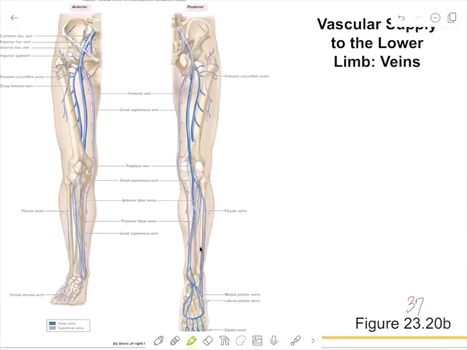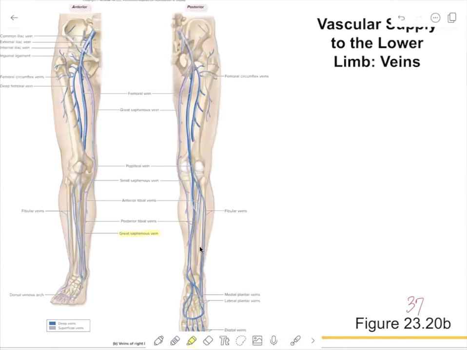So the great saphenous vein is one of the longest veins that we have in our body. In fact, when people get a coronary artery bypass, they need to bypass part of their coronary blood vessels, their coronary arteries. They'll actually take a section of the saphenous vein and use it to bypass the area that's damaged on a coronary artery.